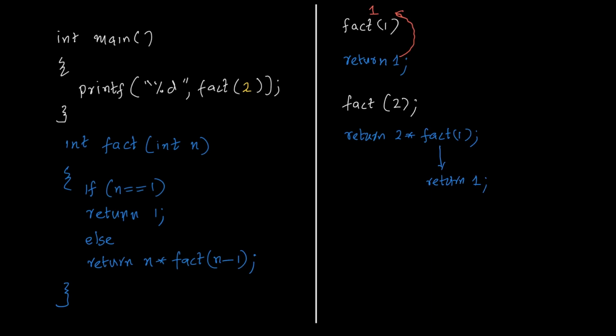So when it returns 1 in the place of fact 1, what is sent back is 1. So this return 2 into fact 1 changes to 2 into 1. That would be finally returned to where fact 2 is called. So this will be 2 into 1. So eventually in the place of fact 2, what is returned is 2 into 1, and that would be printed.